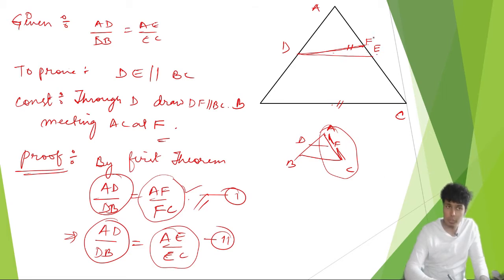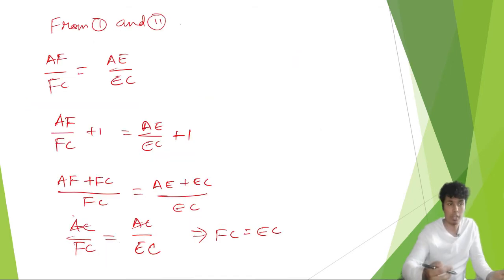So for that to be equal, AF, FC must be equal to EC. If this one is equal to EC, then our lines are parallel because before DF is parallel. Now if these two are in the same point, then DE also will be parallel. So we are going to conclude from that FC is equal to EC.